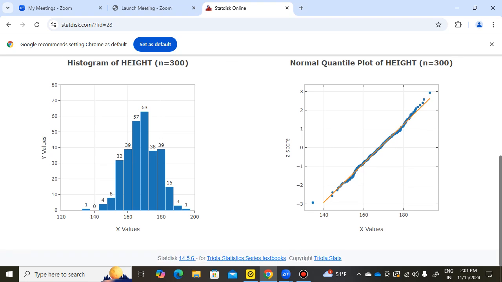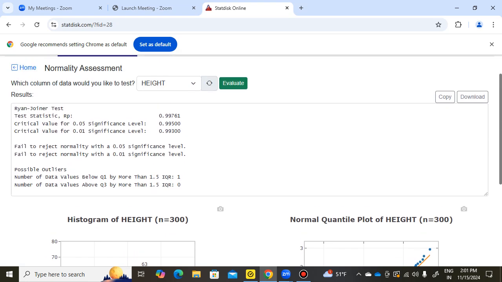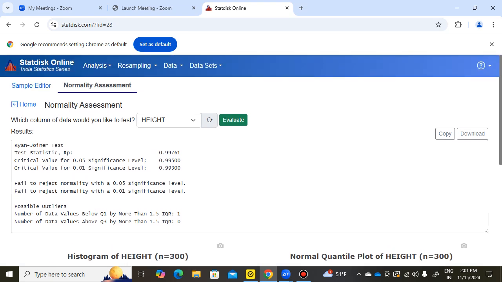The histogram looks like a bell curve. The normal quartile plot is very close to that straight line. Even on the ends, it's pretty close. Maybe on the top, it gets a little bit farther away, but not much. So it's a straight line. Only one outlier. And if you look, we're failing to reject normality on both levels. It fails to reject normality.